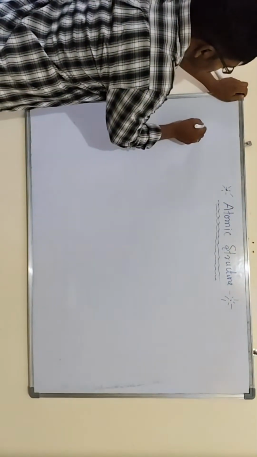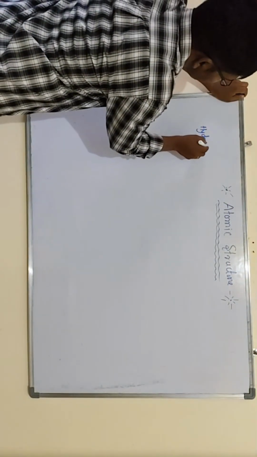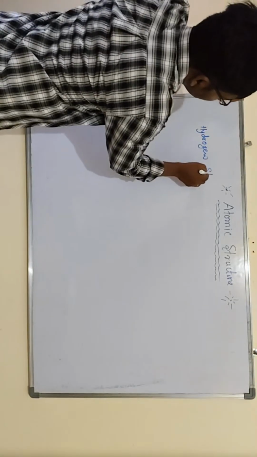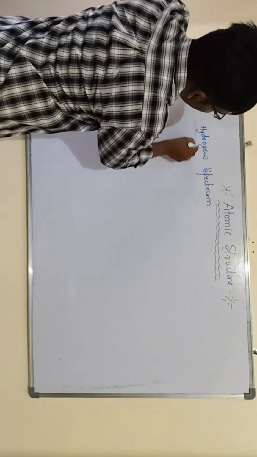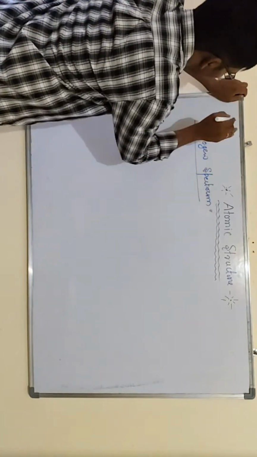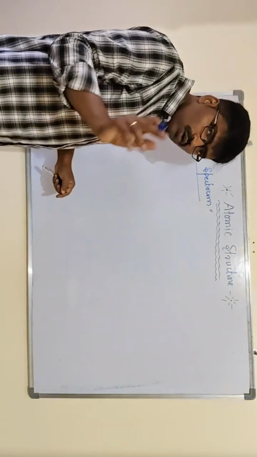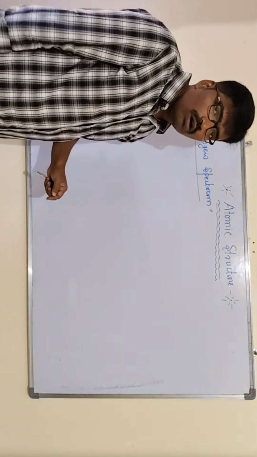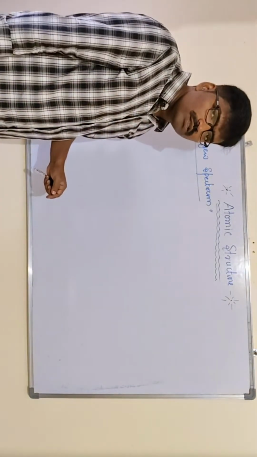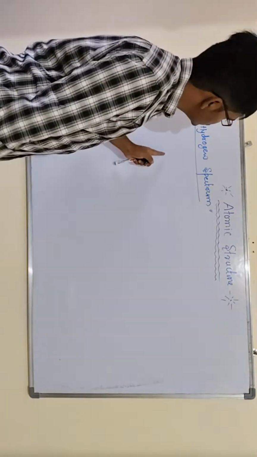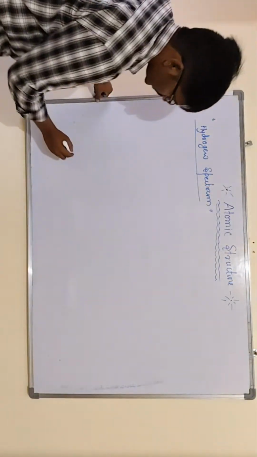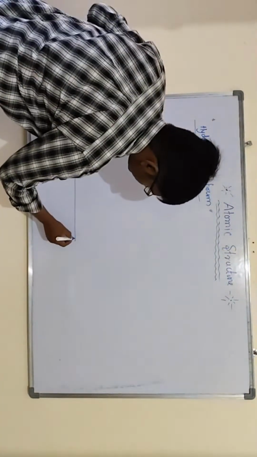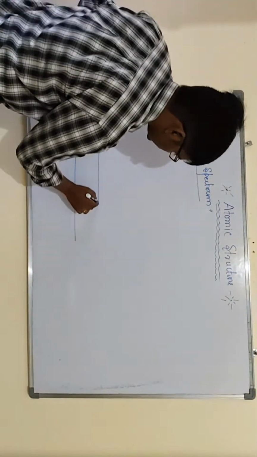Hydrogen spectrum is very important, after quantum numbers in this chapter. Quantum numbers is the most important topic in this chapter. Next after that, hydrogen spectrum is a very important topic. So, as you observe the hydrogen spectrum, I will draw the hydrogen spectrum once. Look carefully.